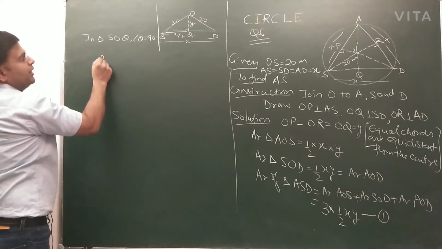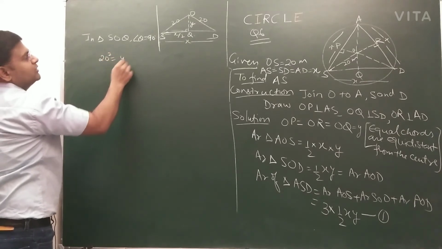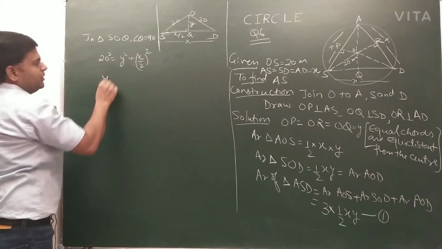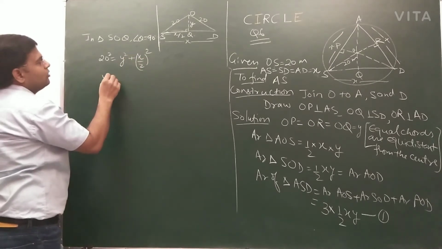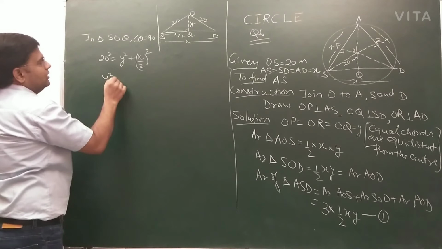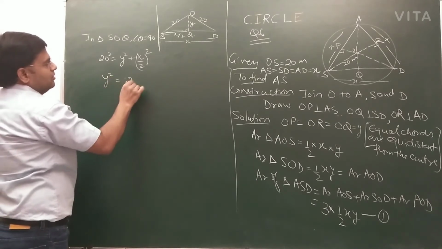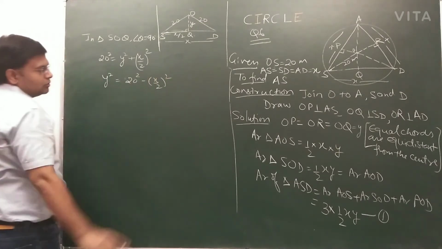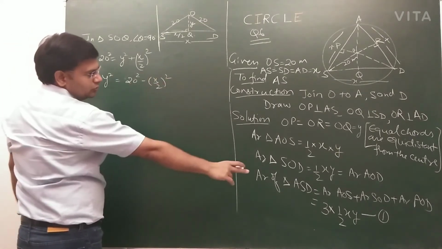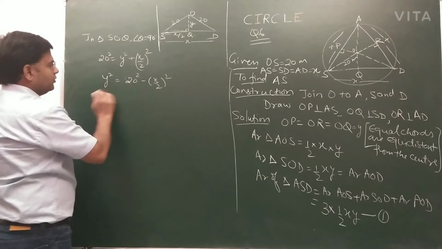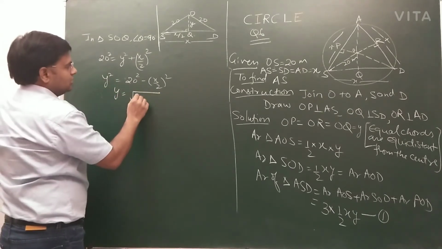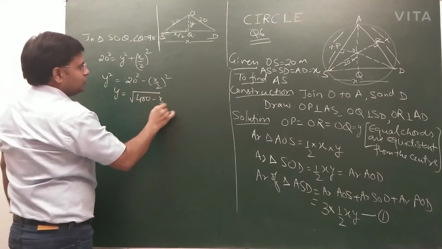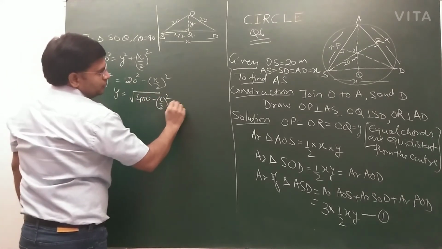Now applying the Pythagoras theorem, 20 square will be equal to y square plus x by 2 whole square. From here you can obtain y square as 20 square minus x by 2 whole square. So this is our result. You can write 20 square as 400 and this is x by 2 whole square. So this is star.